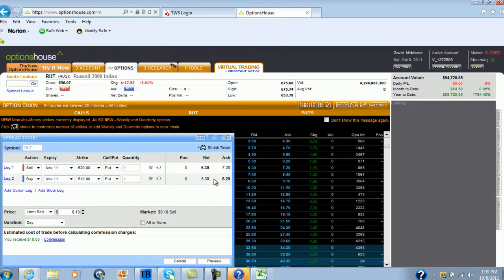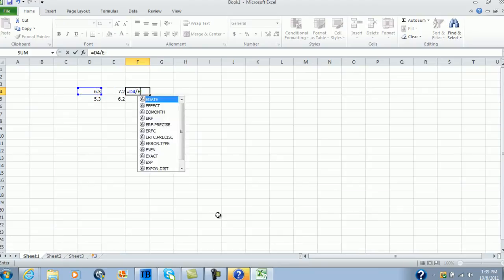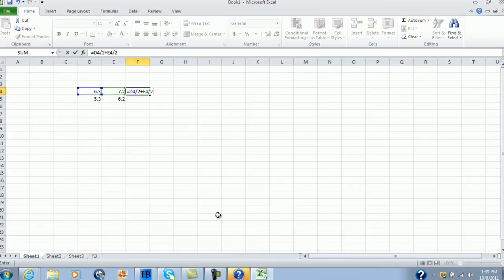So we've got 6.30, 7.20, and 5.30, and 6.20. Then you can just take the midpoint of each one, which you can do by dividing by 2, plus that divided by 2, and that tells you the midpoint. Then you do the same for that, and the difference between the two spreads is roughly the midpoint where you want to be selling the spread.